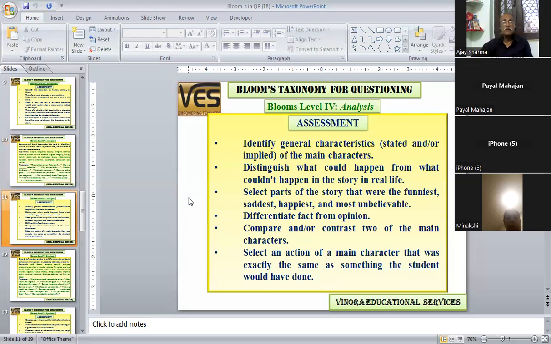Now, for assessment I just gave you an example. Give them a story, a selected part. The full story is there. Select parts of the story which are funny, which are sad, which are happiest, and most unbelievable also. In the given story, differentiate fact from opinion. This is a fact, which means it is true for you, true for me, true for everybody. These are the examples.